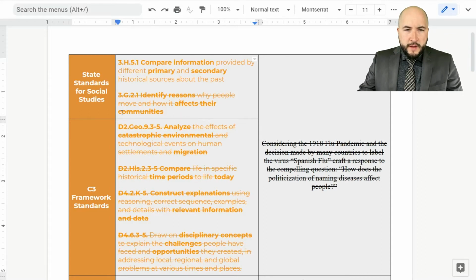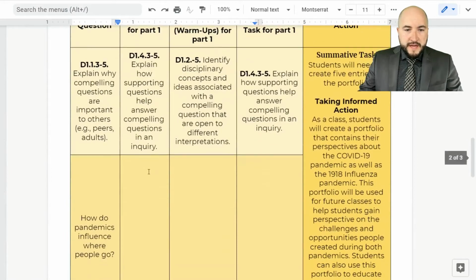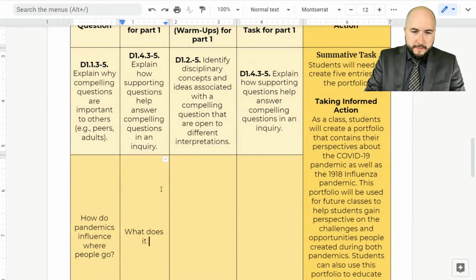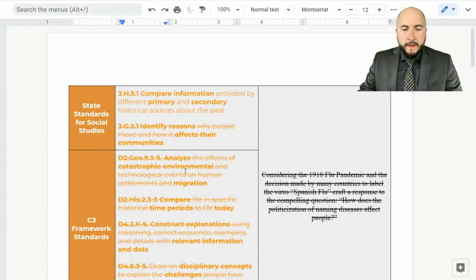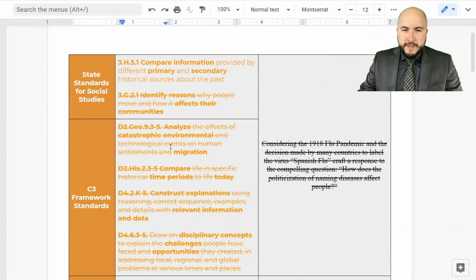For example, we might want to explain what that word community actually means. Like, what does it mean to be a part of a community? So I can scroll down here, for example, and write, what does it mean to be part of a community? Or what is a community? These are all questions I think would relate really well, going back up to the standards that we're using.